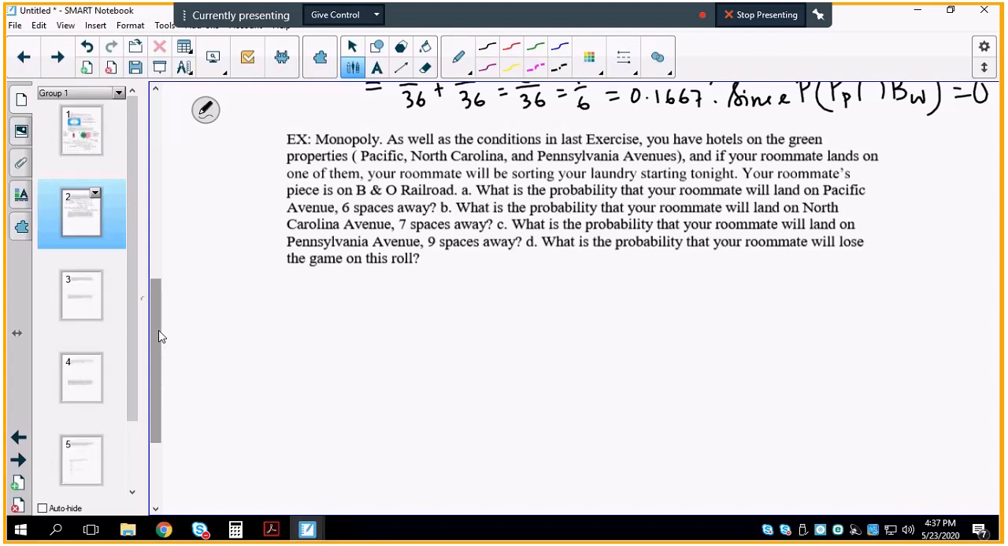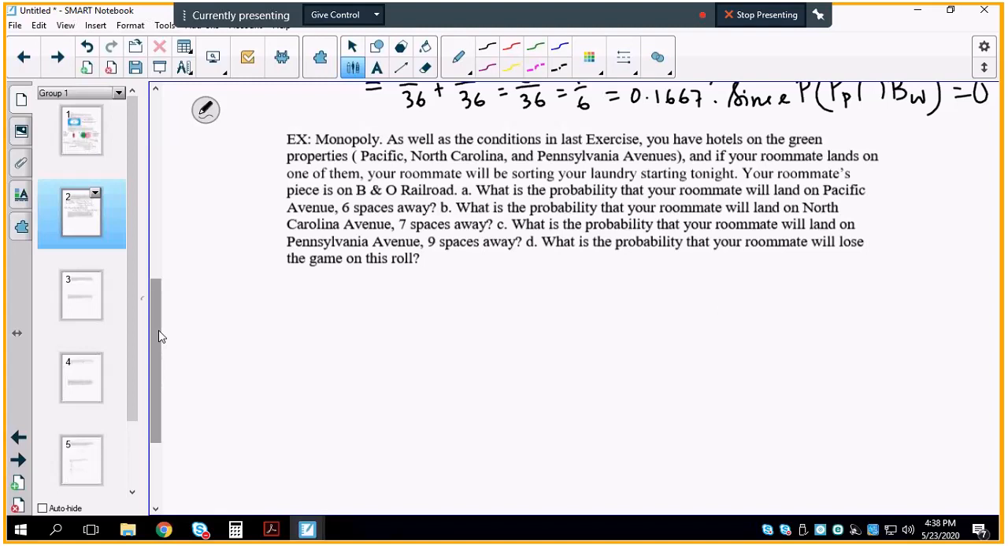So, and if your roommate lands on one of them, your roommate will be sorting your laundry starting tonight. Your roommate's piece is on B&O Railroad. What is the probability that your roommate will be on Pacific Avenue 6 spaces away? And what is the probability that your roommate will be on North Carolina Avenue 7 spaces away? And what is the probability that your roommate will be on Pennsylvania Avenue 9 spaces away?